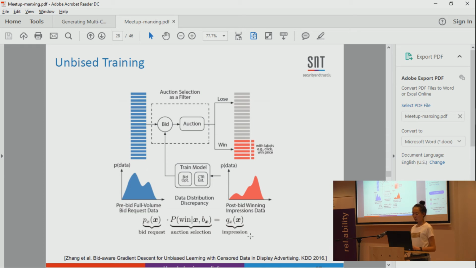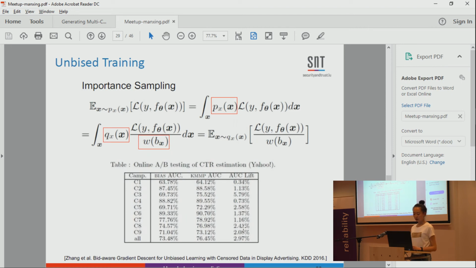So usually when we train a CTR model, we always use the impressions. And so this data is coming from a different distribution compared with the bid requests. The difference between these two distributions is the winning probability. Because for some bid requests, we set a bid price and we win some of them, which gives us the distribution of the impressions. So during training, there's one trick to correct this biased data, which is called importance sampling. So we can use importance sampling to correct the distribution. And there's a paper showing that by using this trick, we can improve the AUC by several %.